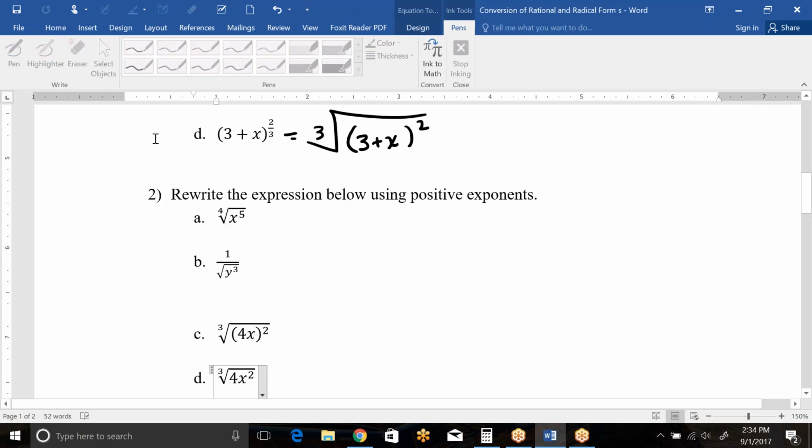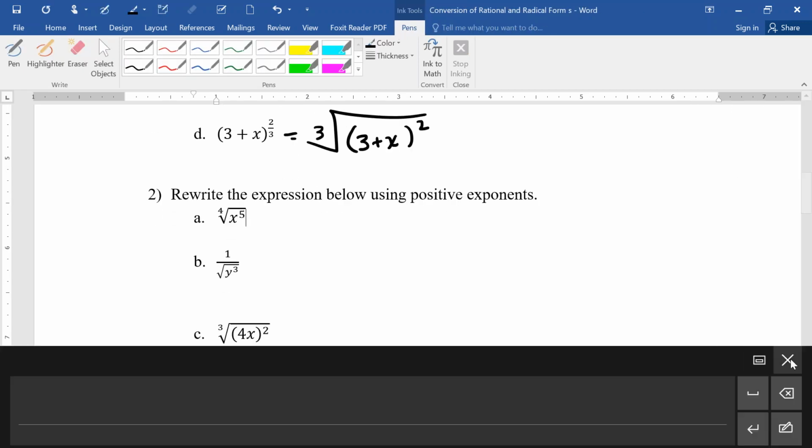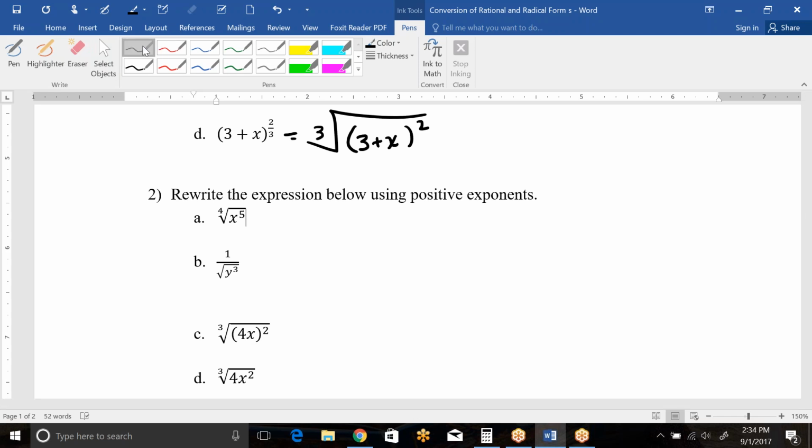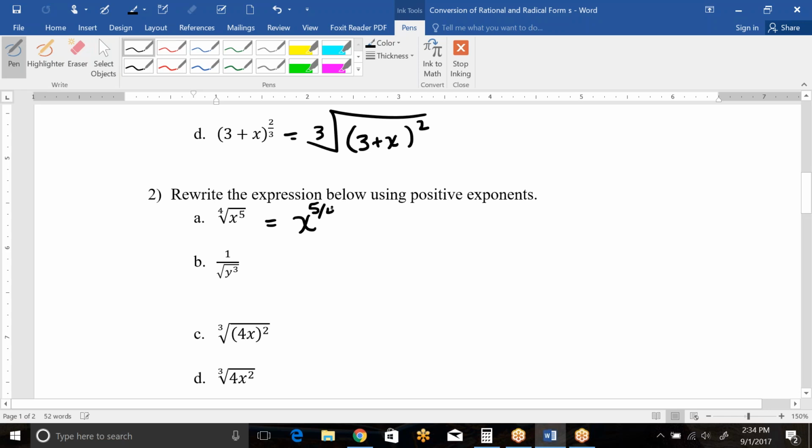Okay, for number 2, I wanted us to practice rewriting it the other way. So we're going to take these radicals and turn them back into fractional exponents. So remember, the denominator is going to be your root. So this would be x, and then this is 5 over 4. This one would be 1 over, so I'm going to do this first, and that would be y to the 3 over 2, because that's a square root.